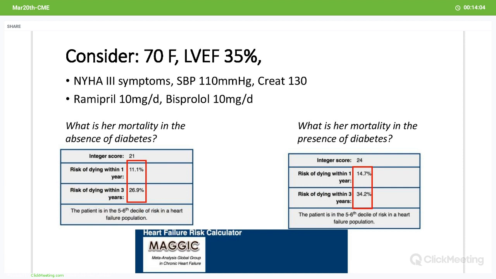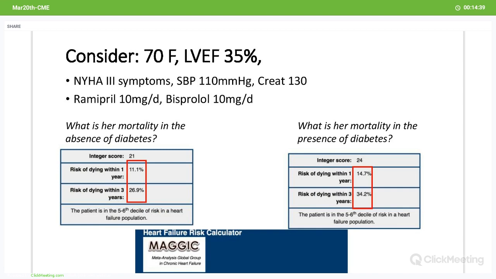So what is her mortality without diabetes versus what does the mortality look like with diabetes? Something called the MAGGIC score is a well-validated, very usable risk score that's available in app form online. You just plug in a few variables and it spits out a very reliable estimate of 1 and 3 year mortality. So I just took this base case and entered the patient's data in the MAGGIC risk calculator. And her risk of dying if she didn't have diabetes is about 10 or 11% in the next year, 26.9% in the next 3 years.